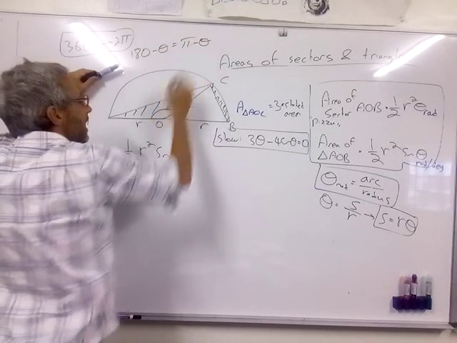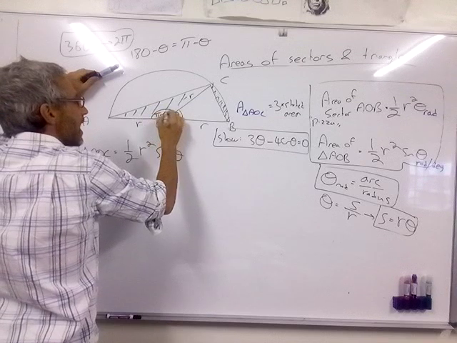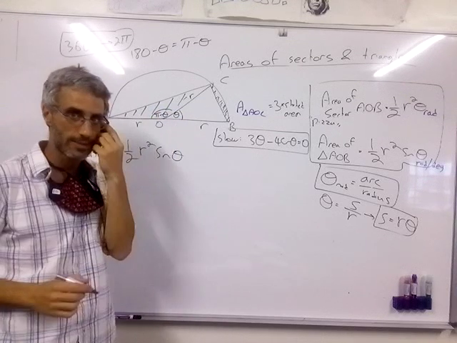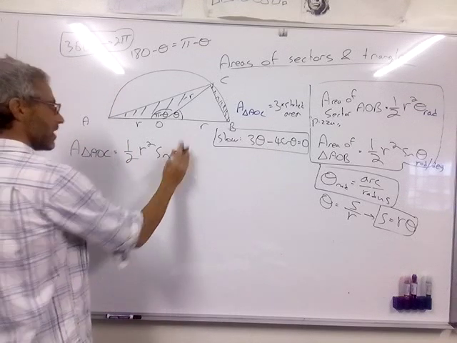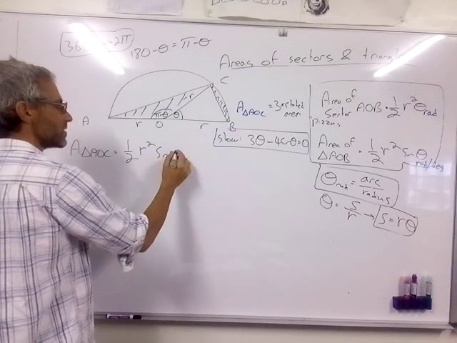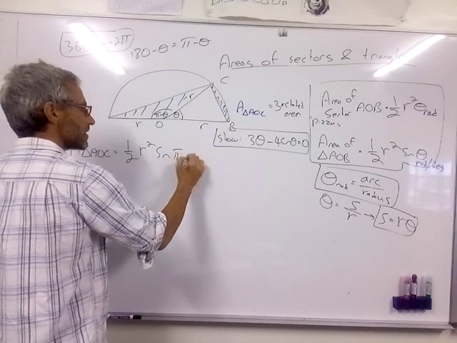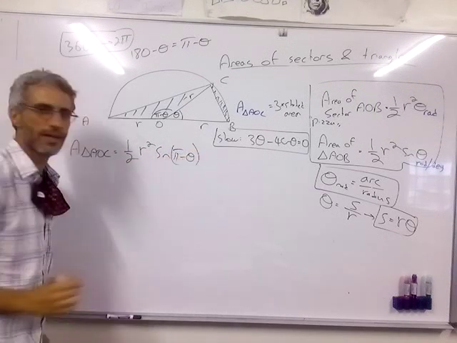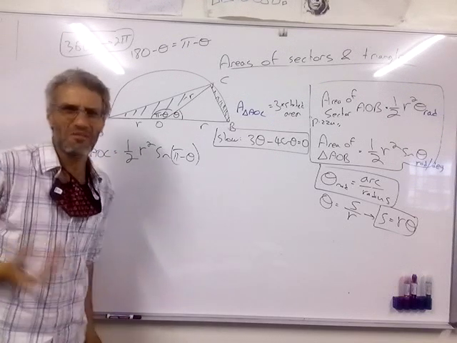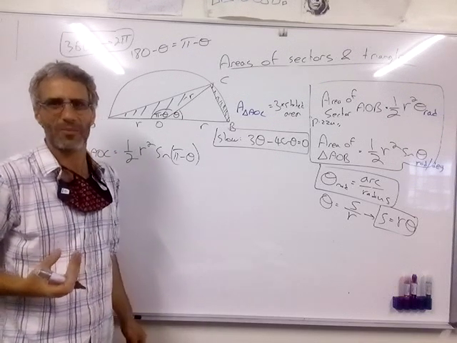So it's going to be pi minus theta. I'll write it here, pi minus theta. If this is theta, this is pi minus theta. So the area of this triangle is going to be half r squared sine of pi minus theta. Okay? That's the area. Now, I want to get rid of that pi.